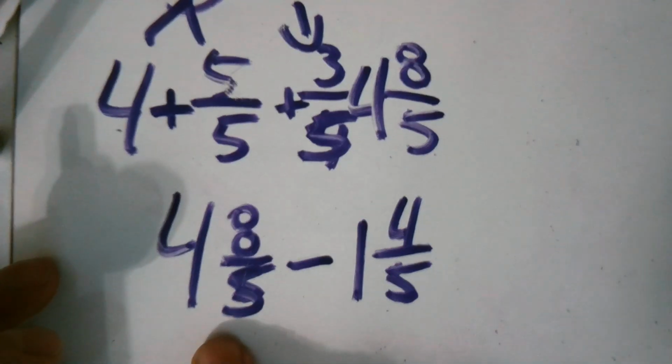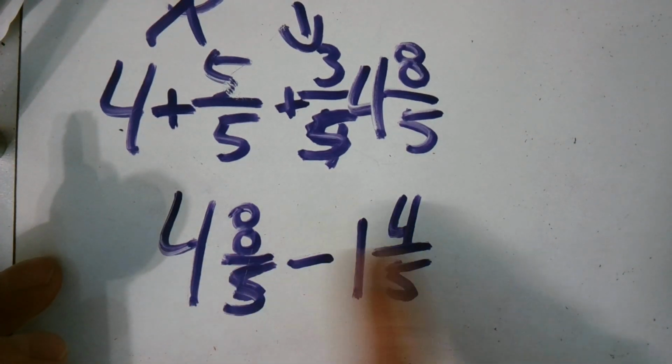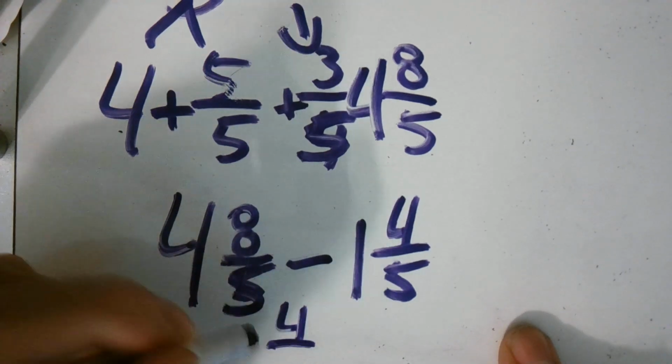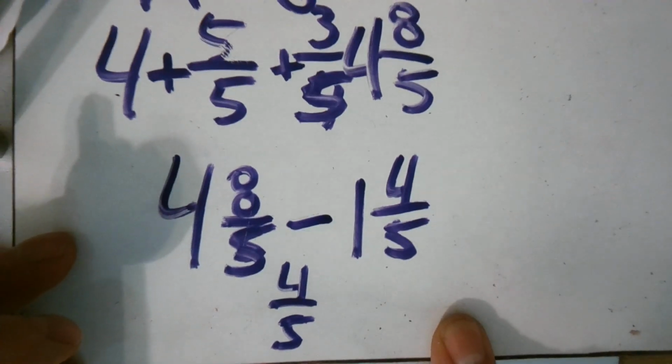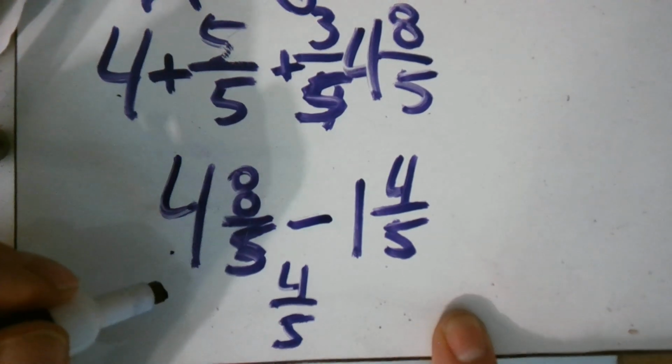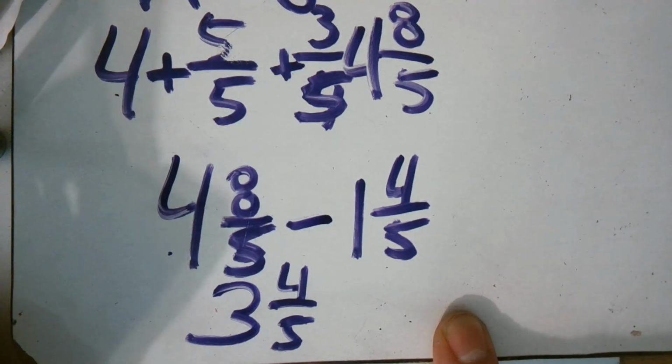Well, let's do this. 8 minus 4 is 4. 5 stays the same. Okay. 4 minus 1 is 3.